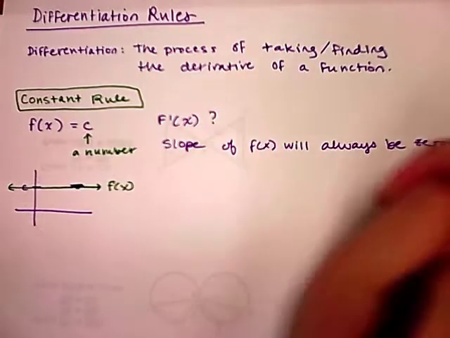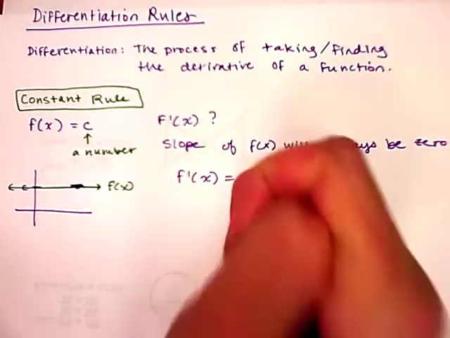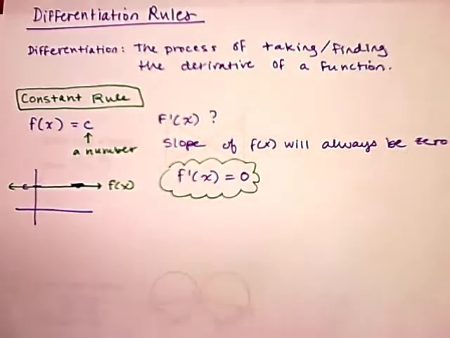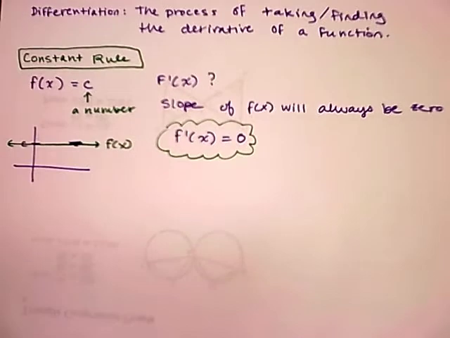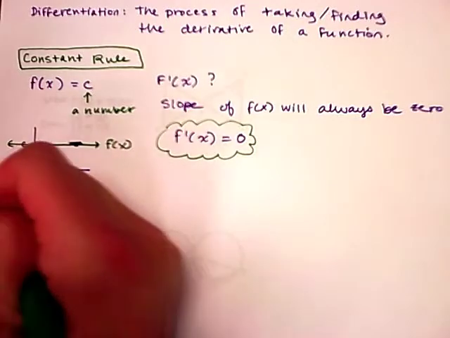So therefore, we get this rule which says f prime of x is always 0 if we have just a number. So that's our first rule. I'm not going to do any examples there because it should be pretty obvious, but it'll potentially come into play in some other examples.